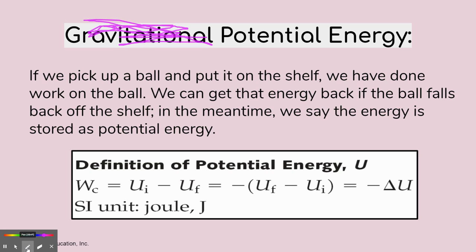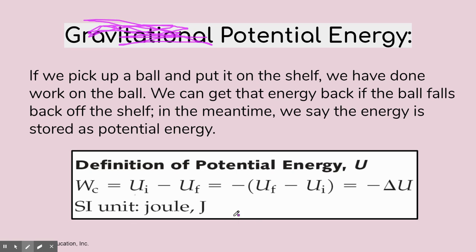So we're going to use another example where we're picking something up. So we pick up a ball, we put it on the shelf. When we do this, we have done some amount of work on the ball. We can actually get that energy back if the ball falls back to the ground. But in the meantime, we're going to say that that energy from the work we did in the first place to get it to the shelf is being stored, and that stored energy is what we call potential energy.